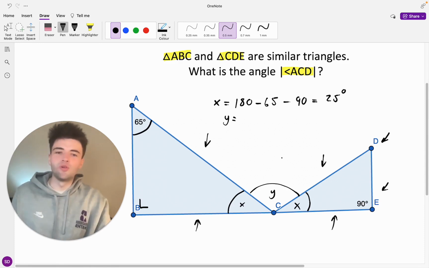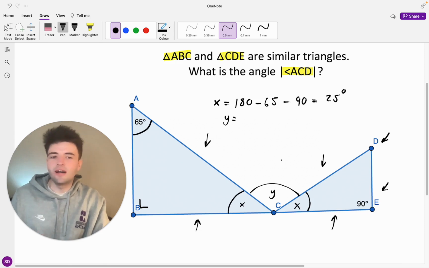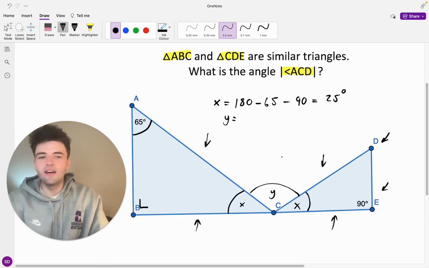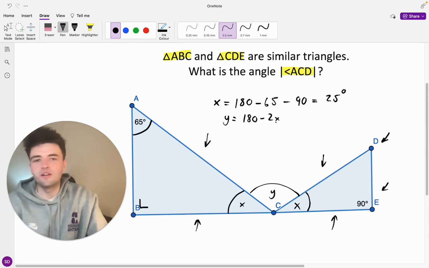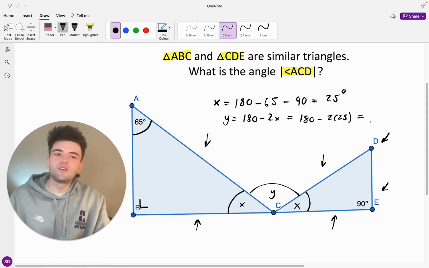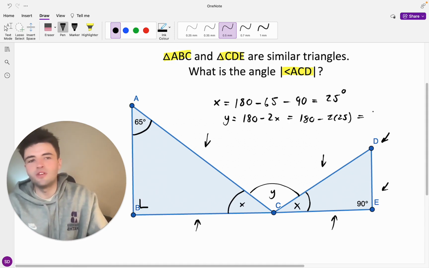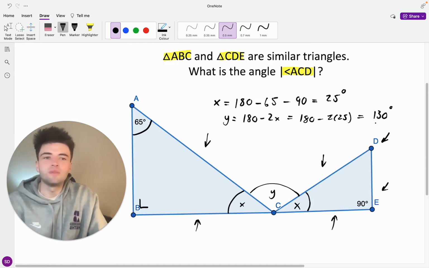And so what that means is, if we were to just call this angle in here the angle Y, we know that the two angles X and the angle Y have to be equal to 180, because they form a straight line. And so therefore, to find Y on its own, we just need to take 180 and subtract 2X, which is going to be 180 minus 2 times 25, or 180 minus 50, which is going to be 130. So our final value for this angle is going to be 130 degrees.